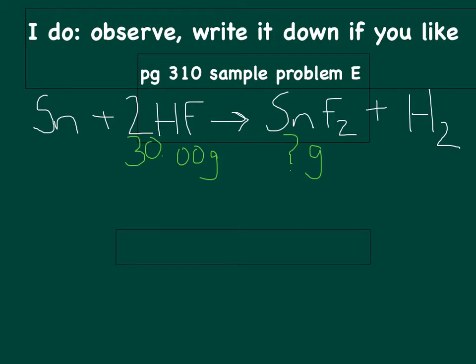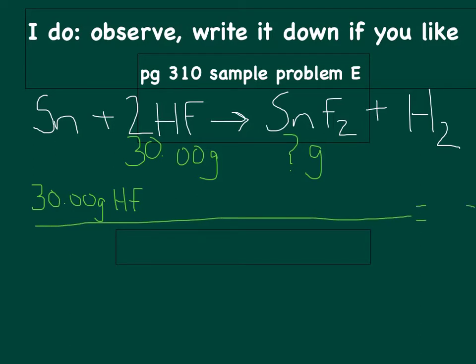We write down the given. So we're going to write down 30.00 grams HF. And in the end, we need to get to grams. I'm going to put grams here because I'm going to run out of space. SnF2. That's our goal. Alright, step 1. We've got to eliminate the 30.00 grams HF. So I'm going to put grams HF down here.